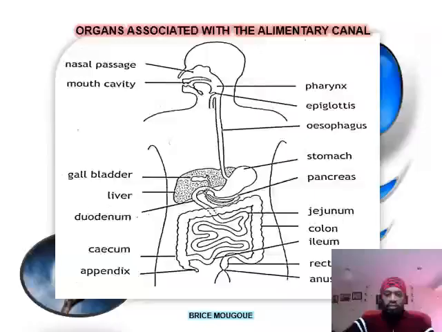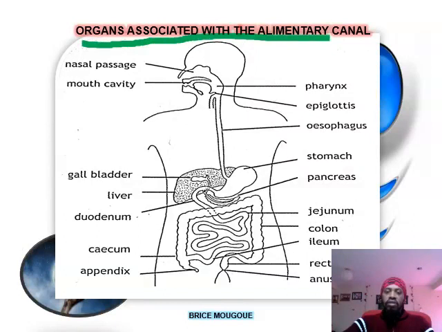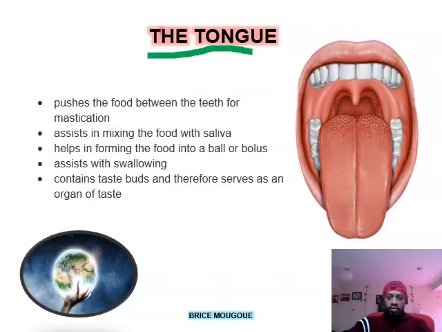In this section, we are going to look at the organs associated with the alimentary canal. It means we are looking at all those organs that play a role in the proper functioning of the alimentary canal. One of such organs is the tongue. The tongue is found inside the mouth.